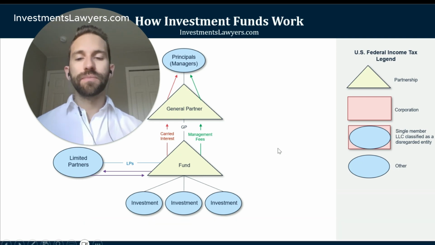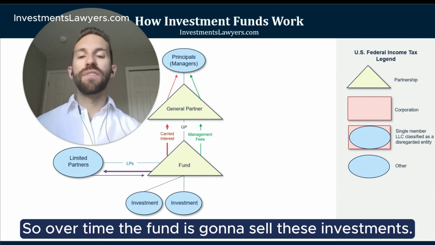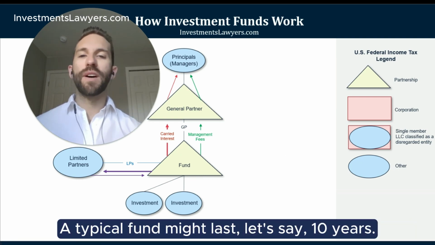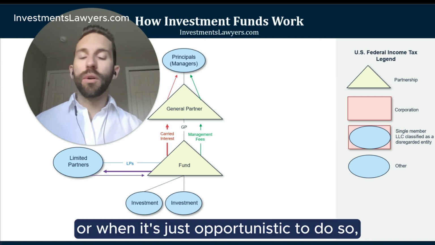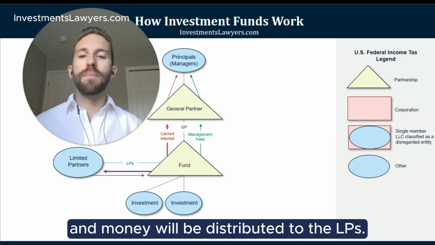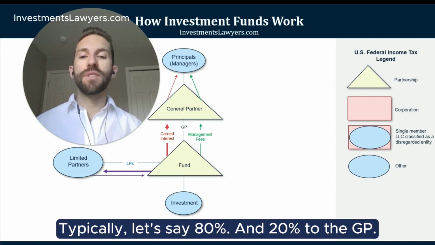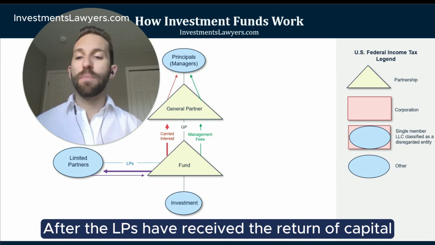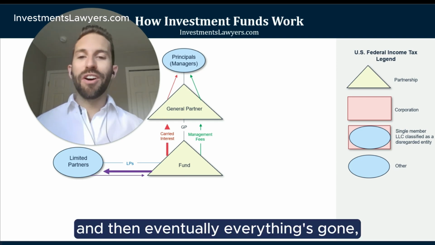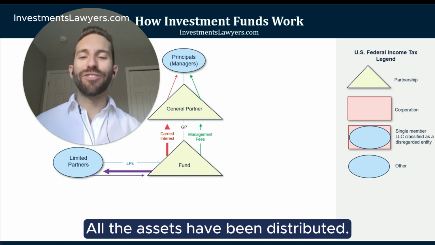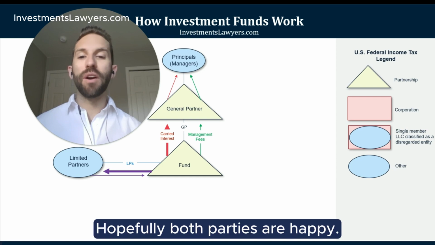So over time, the fund is going to sell these investments. A typical fund might last, let's say, 10 years. So at the end, or when it's just opportunistic to do so, the fund will sell investments, and money will be distributed to the LPs, typically, let's say, 80%, and 20% to the GP after the LPs have received a return of capital. And then eventually, everything's gone. All the assets have been distributed. Hopefully both parties are happy.